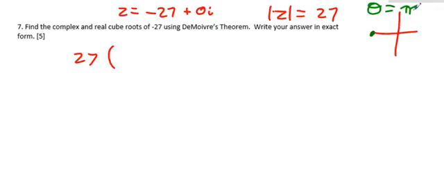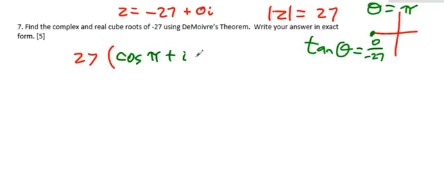If you didn't want to do it that way, you could do tangent theta equals b over a, so that would be 0 over negative 27. Arctan of 0 is either 0 or pi, but then you have to think about the quadrant anyway, so that's how we get pi. So this would be cosine pi plus i sine pi.